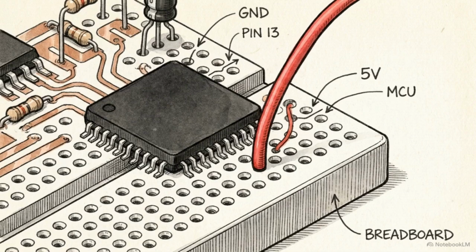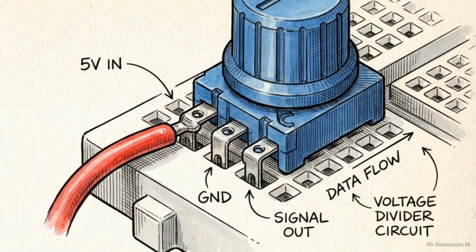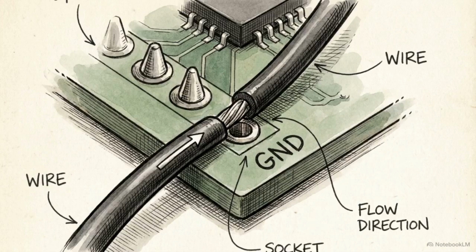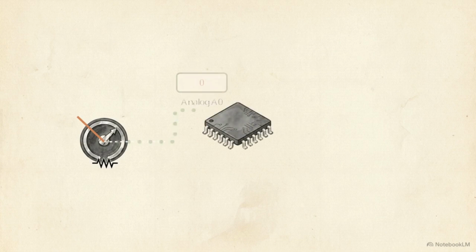Connect a wire from the 5-volt pin on your microcontroller directly to the left terminal of the potentiometer. To complete the electrical loop, connect the right terminal of the potentiometer directly to a ground pin. This ensures the current flows safely through the component. This diagram shows the internal resistance of our potentiometer. By connecting the middle wiper pin to the analog A0 port, we establish a data pathway.